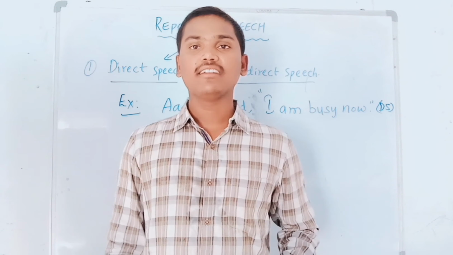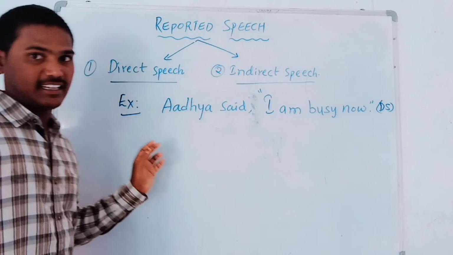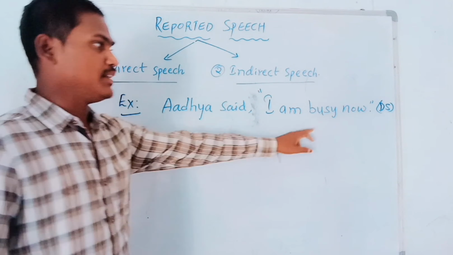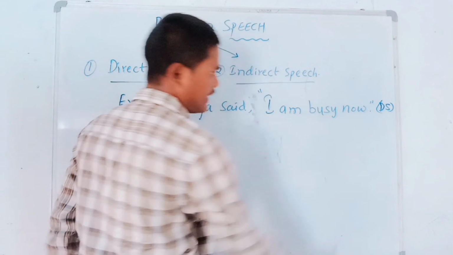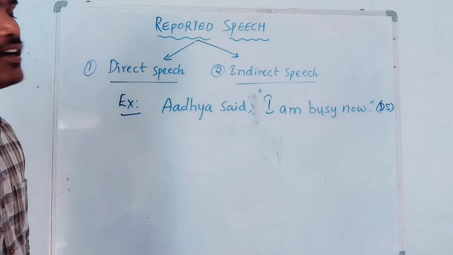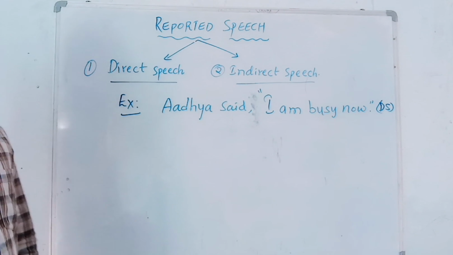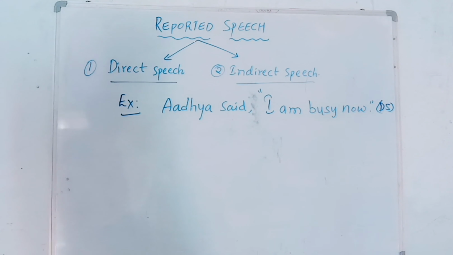Okay students, I have written one example on the board. Let us see here. Example: Adya said, "I am busy now." It is DS. DS means direct speech. Adya said, "I am busy now." So here we are getting two parts. It is one part and it is another part.